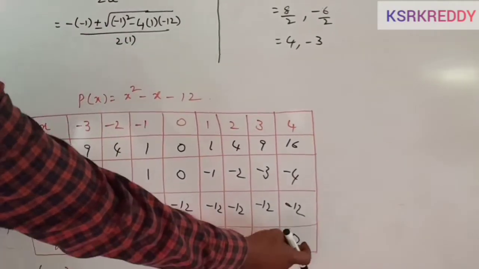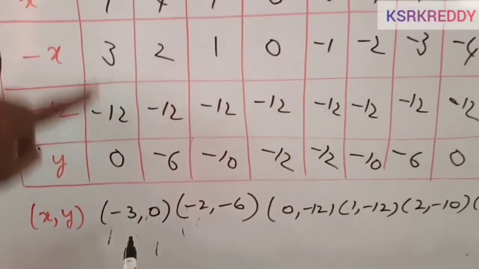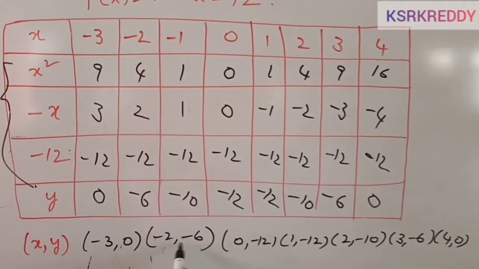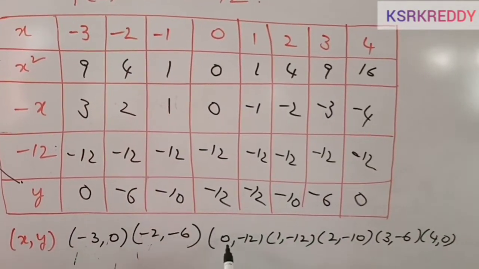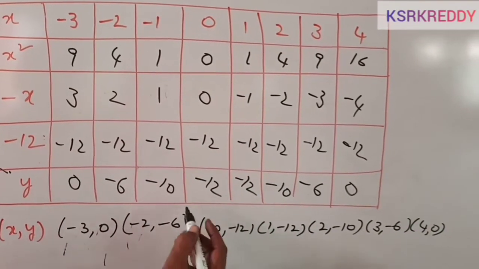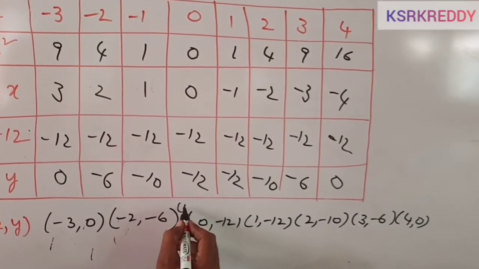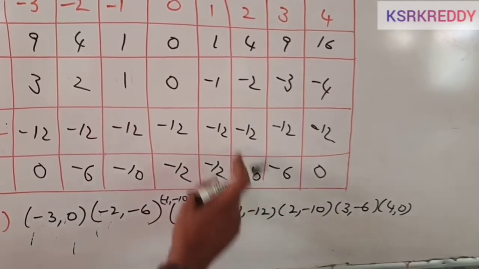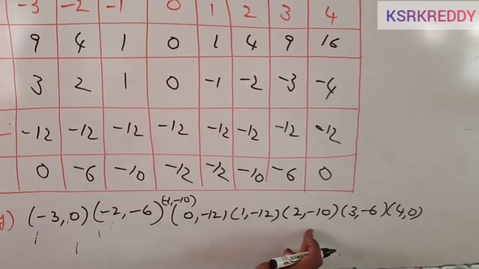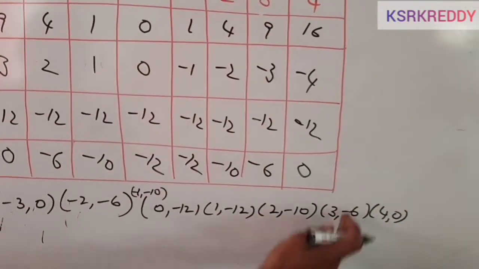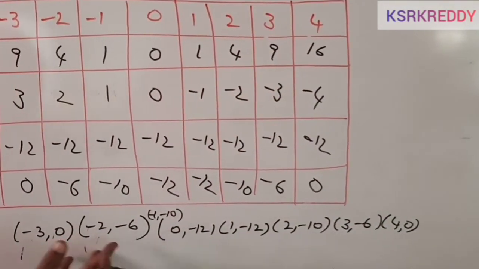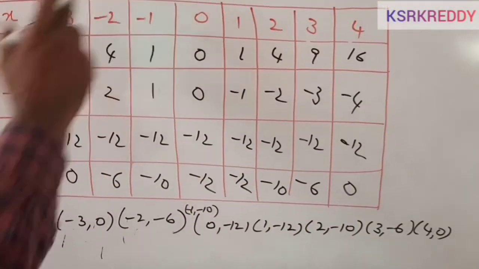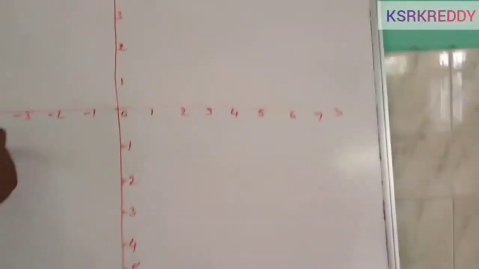So the y coordinate is 0. The points are: minus 3 comma 0, minus 2 comma minus 6, minus 1 comma minus 10, 0 comma minus 12, 1 comma minus 12, 2 comma minus 10, 3 comma minus 6, 4 comma 0. These points are plotted on the graph sheet and joined with a smooth curve, then it gives the parabola x square minus x minus 12.